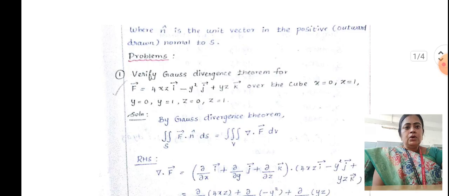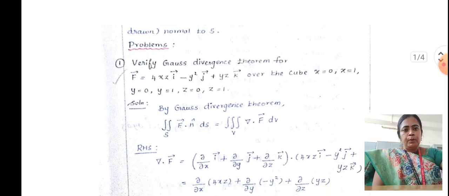So based on the Gauss divergence theorem, we are going to solve a problem. Problem number 1, verify Gauss divergence theorem for f vector equal to 4xz i vector minus y square j vector plus yz k vector over the cube x equal to 0, x equal to 1, y equal to 0, y equal to 1, z equal to 0, z equal to 1.